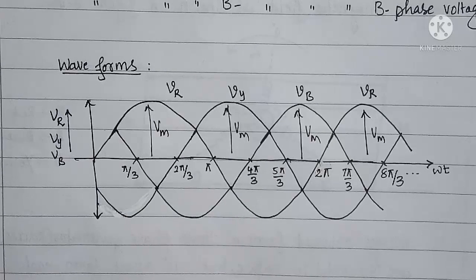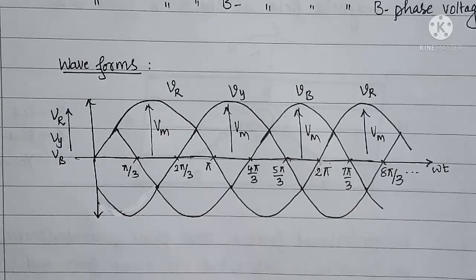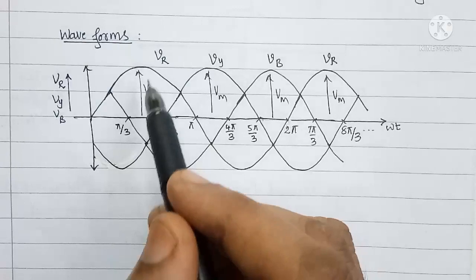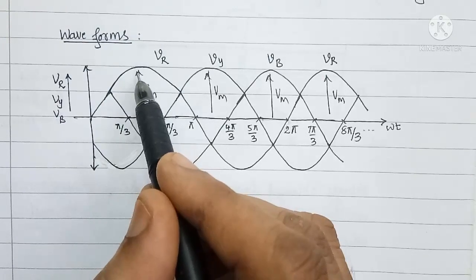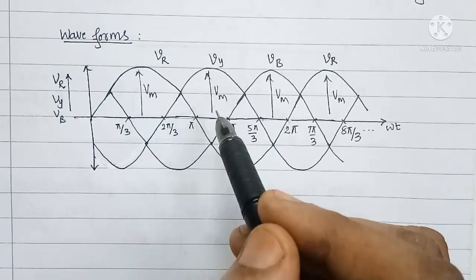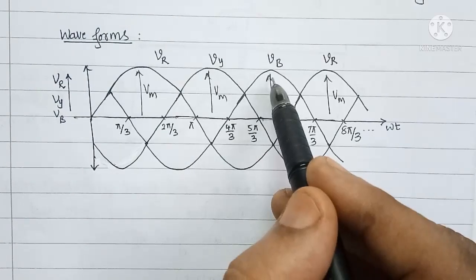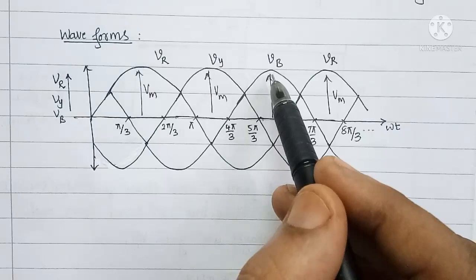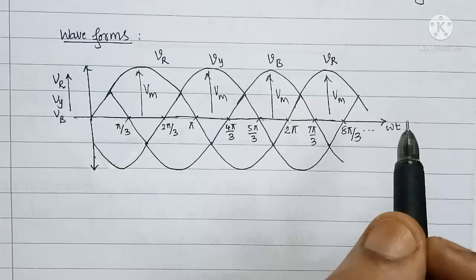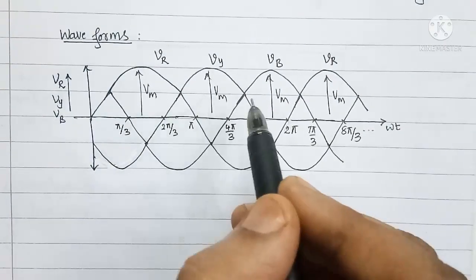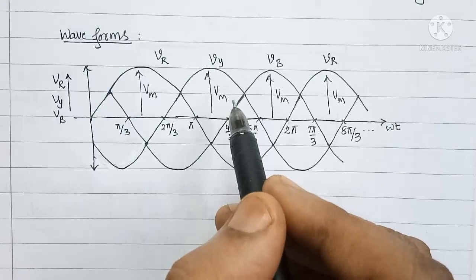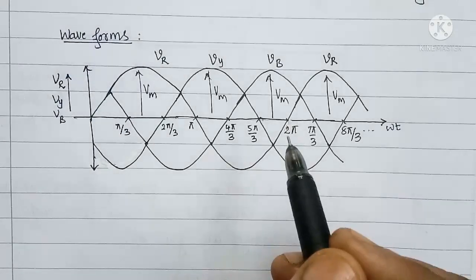Next we will define what is phase sequence. Now look at these waveforms once again. Here you will find R phase voltage reaches its maximum value first. Then Y phase voltage reaches its maximum value. After that B phase voltage reaches its maximum value. After B, once again R phase voltage will reach its maximum value in the positive direction. So, the order in which the instantaneous voltages reach their maximum values is called as the phase sequence.